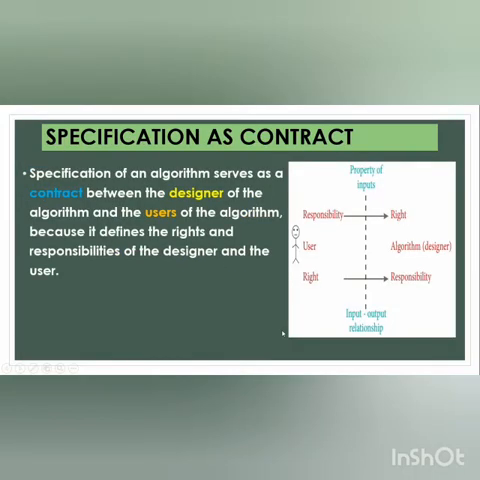Next one is specification as contract. Specification of an algorithm serves as a contract between the designer of the algorithm and the user of the algorithm, because it also defines the rights and responsibilities of the designer and the user. So, there should be a contract between who creates the algorithm and who uses the algorithm. So, it is a binding term between the designer and the user.